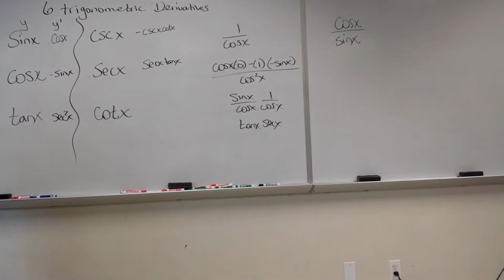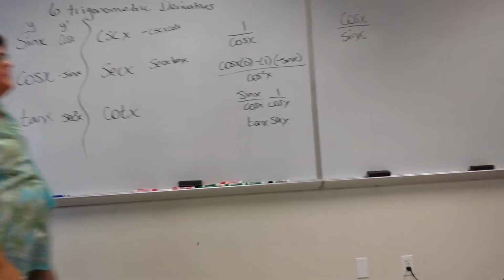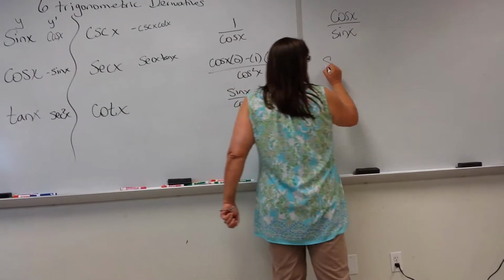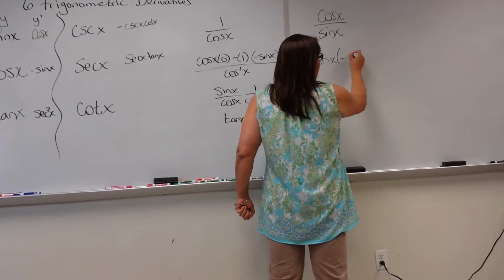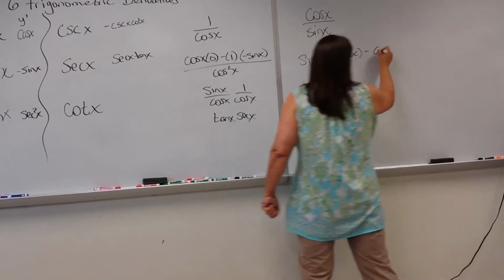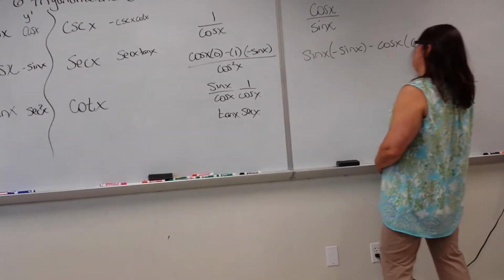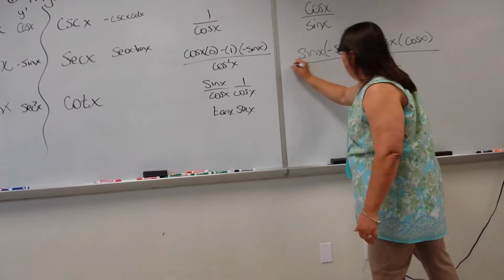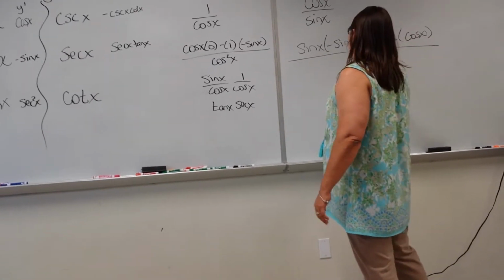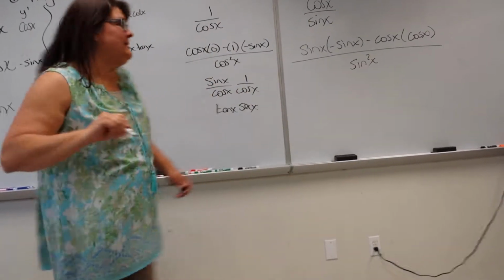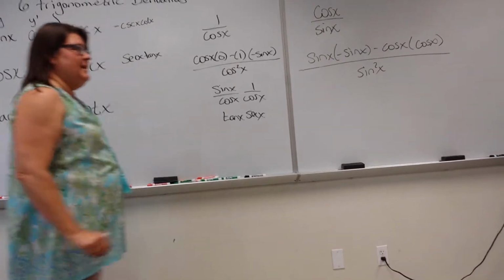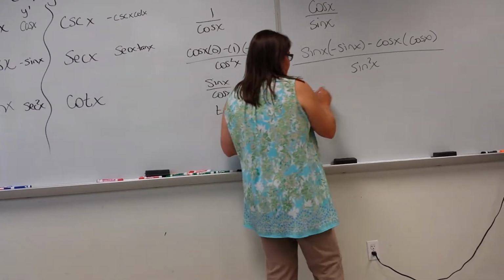Okay, cosine over sine, right? So low d high, low negative sine, d high, minus high times cosine, d low, all over sine, all over low low. Everybody good with that so far? I get that. So now we have negative sine squared minus cosine squared, right?